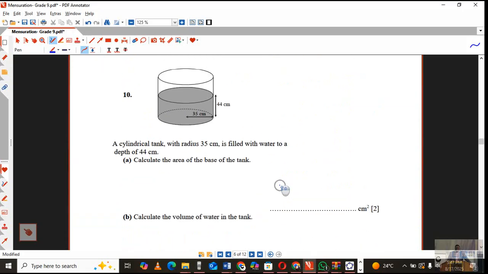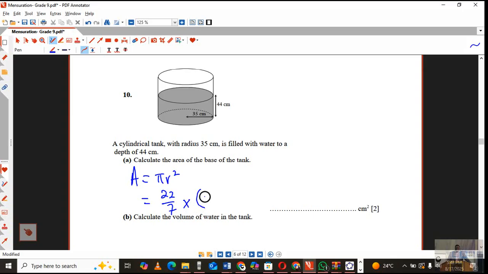Let's see. Question 10. You have a cylindrical tank with a radius of 35. They seem to be liking this radius of 35. They say it's filled with water to a depth of 44 centimeters. Calculate the area of the base. Now, the formula to calculate the base is just pi r squared because the base is a circle. Then we're probably going to use 22 over 7, since it has been what we've been using consistently. So we're going to continue with that.